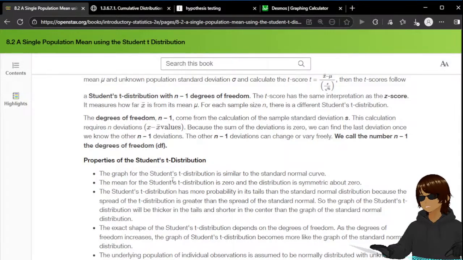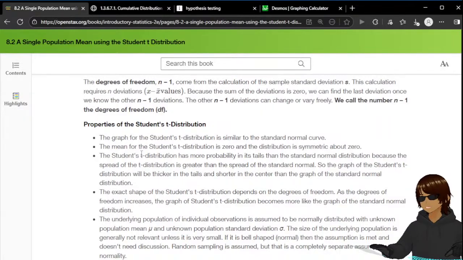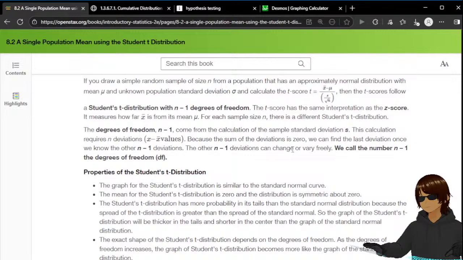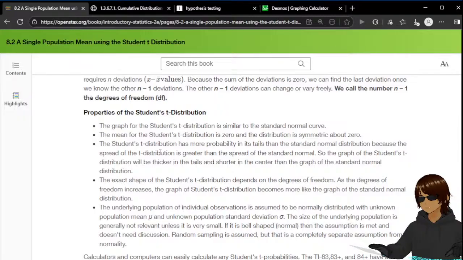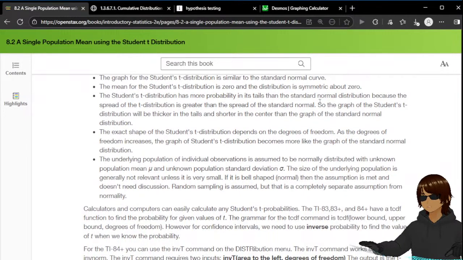The graph for the student's t distribution is similar to the standard normal curve. The mean is 0. The distribution is symmetric about 0. Student's t distribution has more probability in its tails than the standard normal distribution because the spread of the t distribution is greater than the spread of the standard normal distribution. The exact shape depends on the degrees of freedom. As the degrees of freedom increase, the graph of the student's t distribution becomes more like the graph of the standard normal distribution.